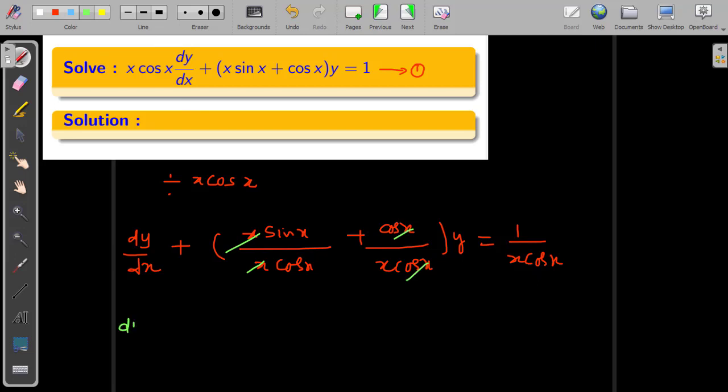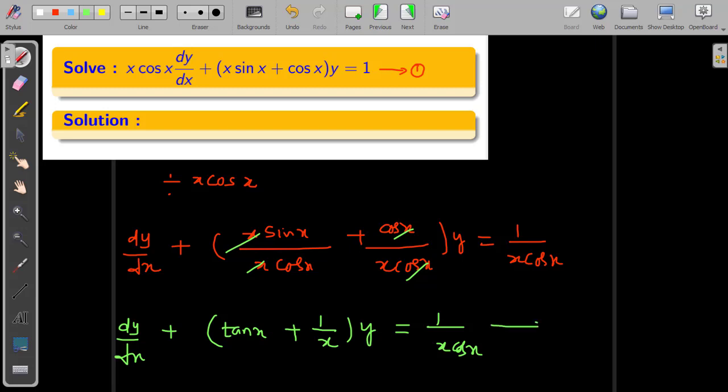Now simplifying one more step, dy by dx plus, in the bracket, we have a rule: sine by cosine is tan x, plus the second term 1 by x, under bracket, multiplied by y equal to 1 by x times cosine x. Let us mark this as equation 1. Now we can say this is a linear differential equation in variable y.